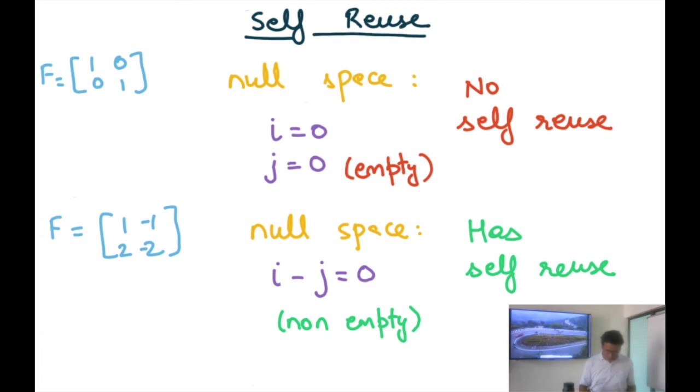So in the first example, it has no self-reuse because the null space minus the trivial solution is empty. But the second case, it has self-reuse because the null space minus the trivial solution is non-empty.